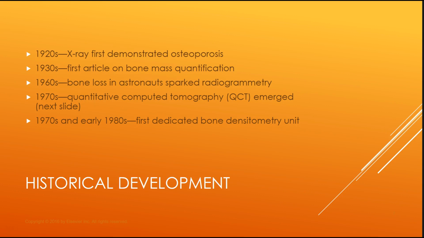In the 1970s, CT was being used for bone densitometry, where they go in and have a CT scout, and then you set it up and you do the vertebral bodies. The radiologist or the diagnosing physician would use those images and measurements to predict bone loss. In the 1970s and early 80s was the first dedicated bone densitometry unit.